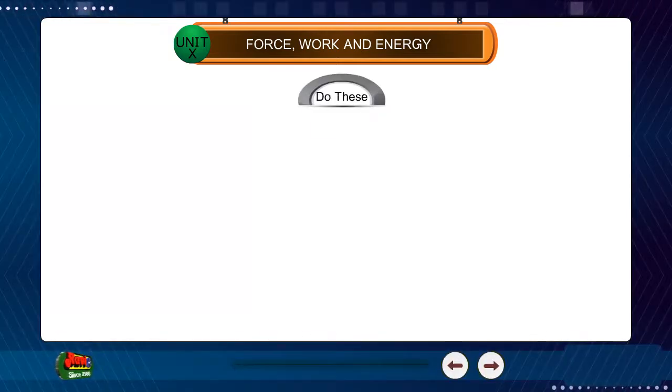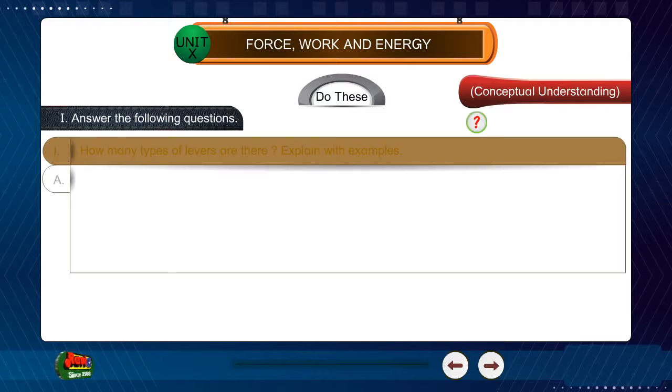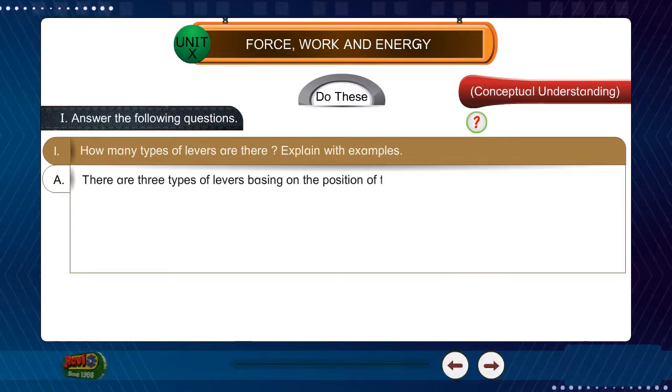Do these. 1. Answer the following questions. Conceptual understanding. 1. How many types of levers are there? Explain with examples. Answer. There are 3 types of levers, basing on the position of the fulcrum F, the load L, and the effort E.